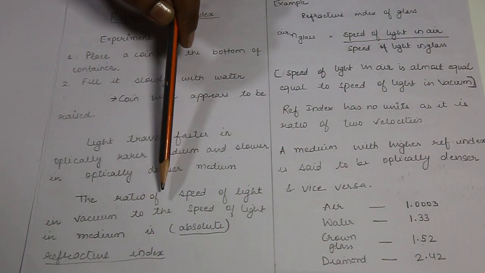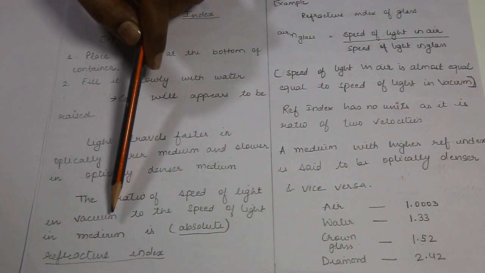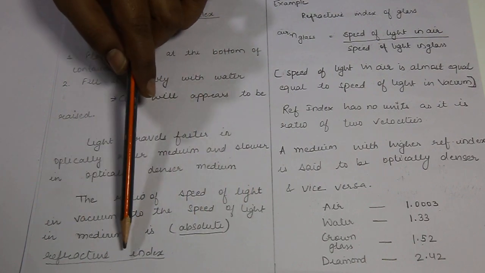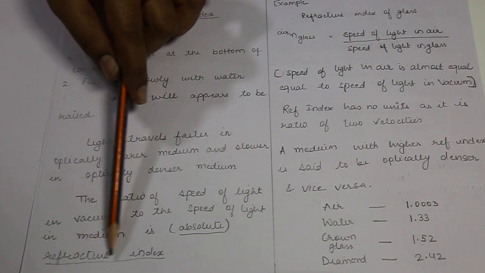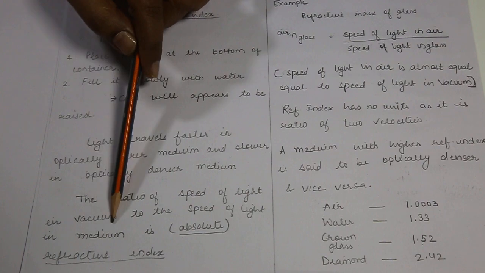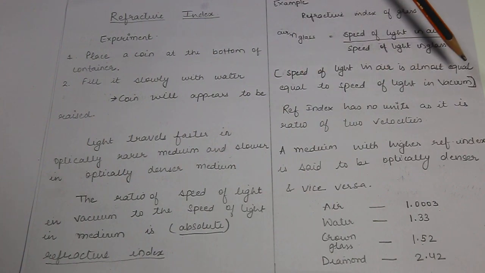When we compare the ratio of the speed of light in vacuum or in air to the speed of light in a medium, it is known as absolute refractive index, or simply the refractive index. Here, in place of vacuum, we can take air also, because the speed of light in air is almost equal to the speed of light in vacuum.